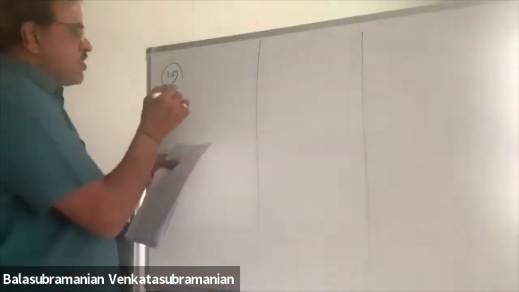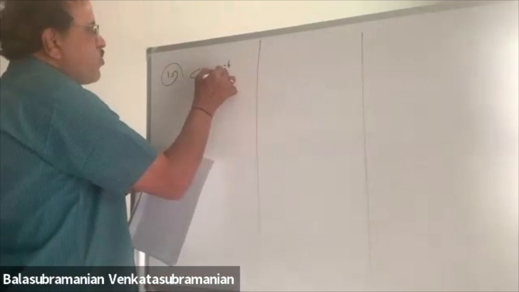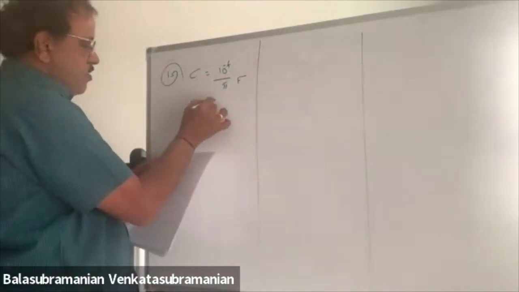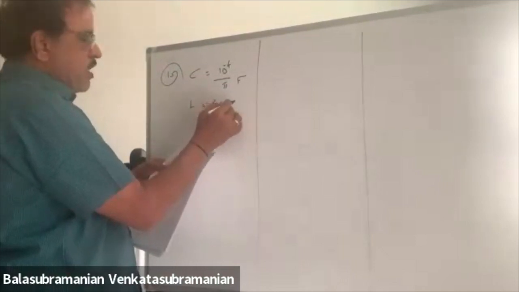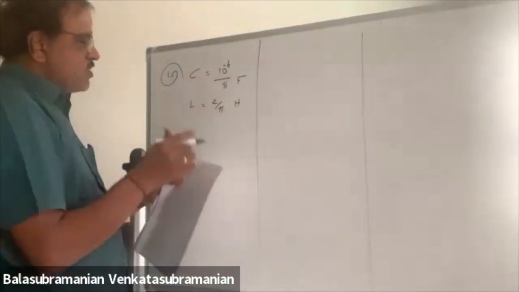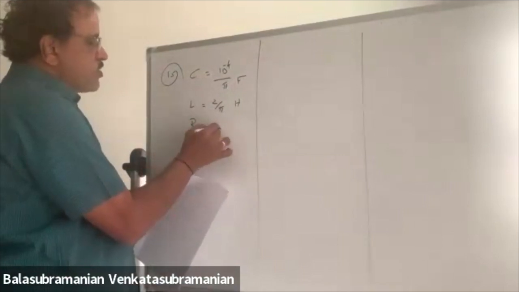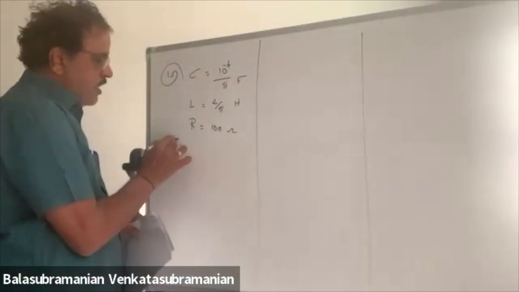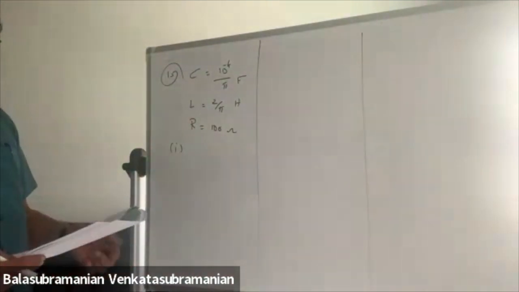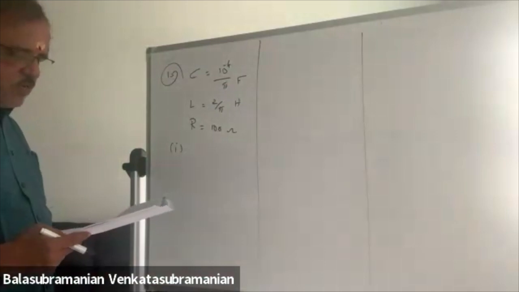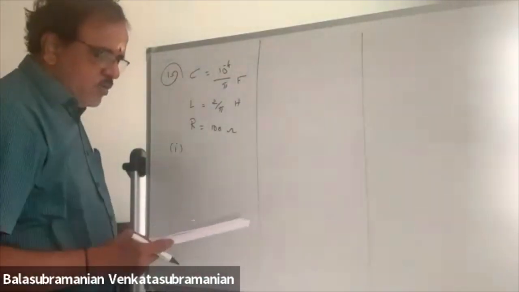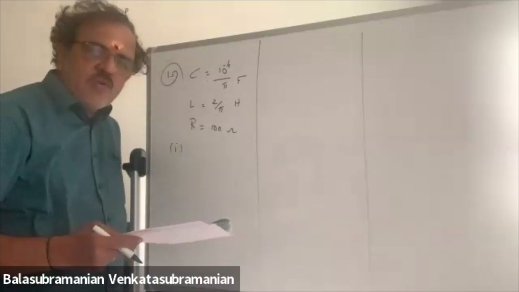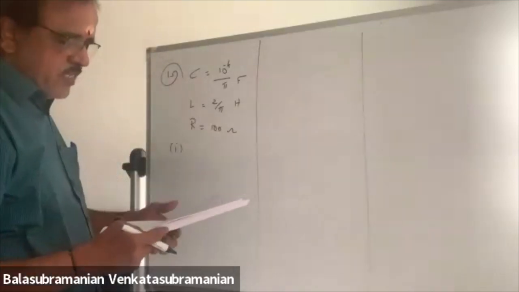Question number 15. Capacitor of capacitance C is equal to 10 power minus 4 by pi farad. Inductor L is equal to 2 by pi Henry. Resistor R is equal to 100 ohms. These are the data. You have to calculate impedance of the circuit, peak value of the current in the circuit, power factor of the circuit, power factor of the circuit at resonance. So many things you have to calculate.